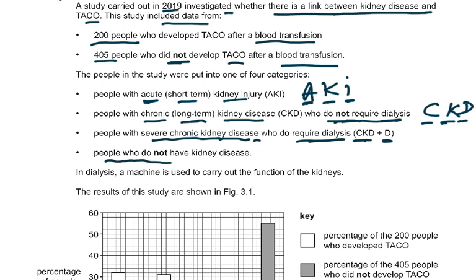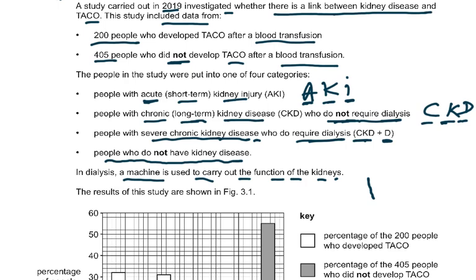And then there was this last group, people who do not have any kidney disease, right? Now in dialysis, a machine is used to carry out the functions of the kidney. Yes, remove the urea. You've studied this in O levels. Dialysis machines help in removing the urea before a person is fit for a kidney transplant.